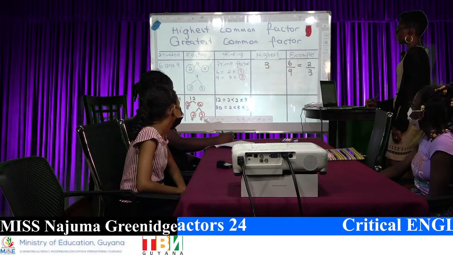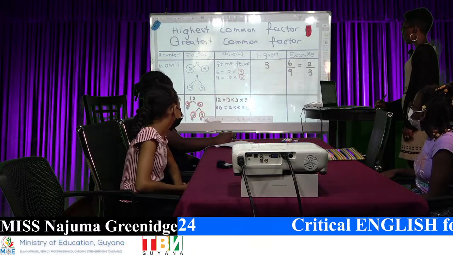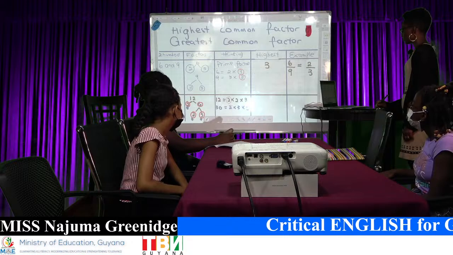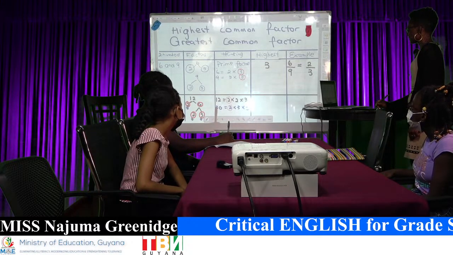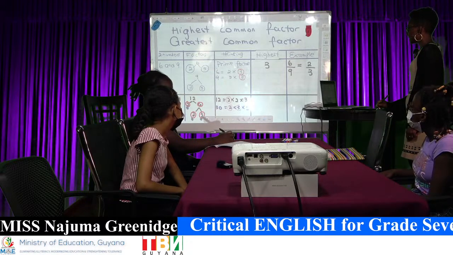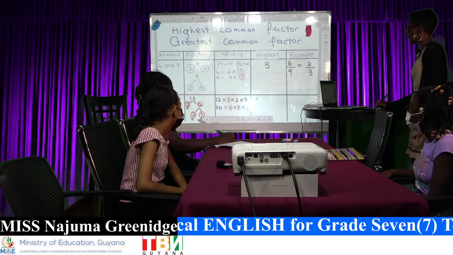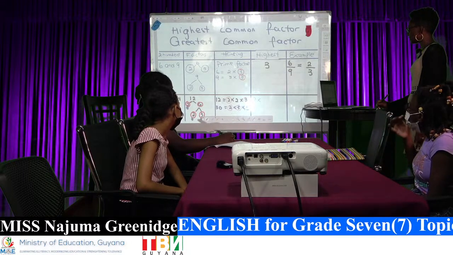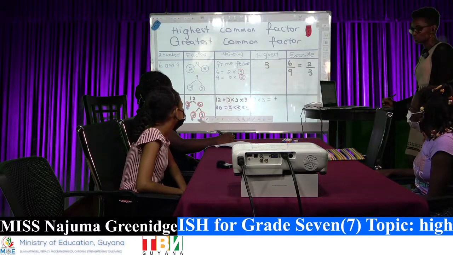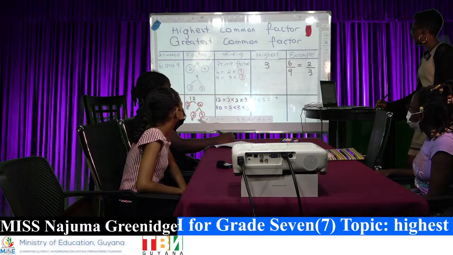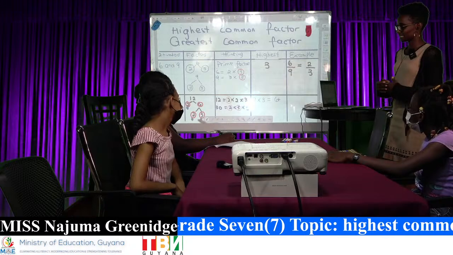So let's check out the ones that are common. So let's circle them here. So we have a 2 here. We have a 2 here. What else do we have? 3. Right, so we have a 3 here, and we have a 3 here. Now in this particular case, because we have a pair of 2s, we take the 2. And then we have a pair of 3s, so we take the 3. So when we multiply those two, we get 6. So our highest common factor between 12 and 30 would be 6.